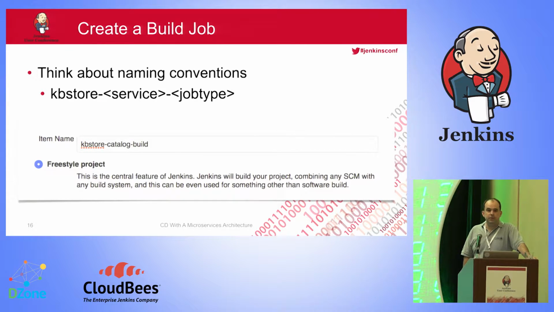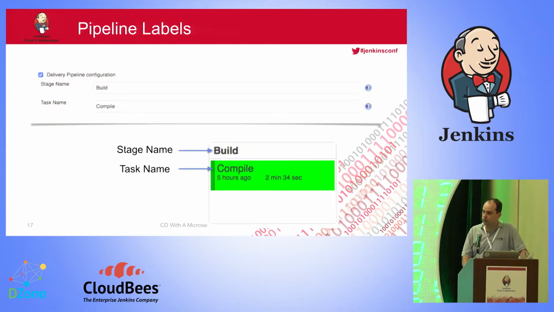This is a good time to think about naming conventions. This was mentioned yesterday in the Jenkins 101 talk, and I'll emphasize it as well: it's a good idea to have some naming conventions around your jobs. My naming convention is that all my jobs start with the word KB store, then a dash and whatever the service is that we're dealing with, and then another dash and the type of the job. So here I'm creating a KB store catalog build, which is a freestyle project.